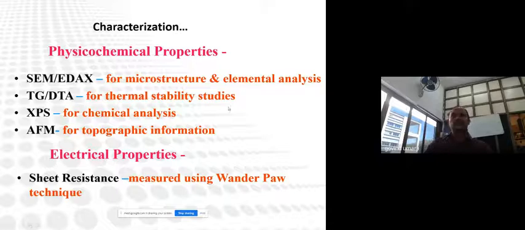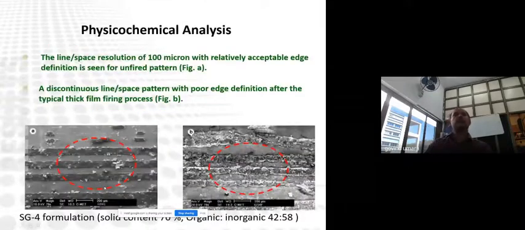TG/DTA for thermal studies, and XPS to see the surface composition and what is happening during exposure, in the unexposed and developed regions. Then AFM for topography of the unfired and fired film. Then electrical properties are important from the electrical point of view.